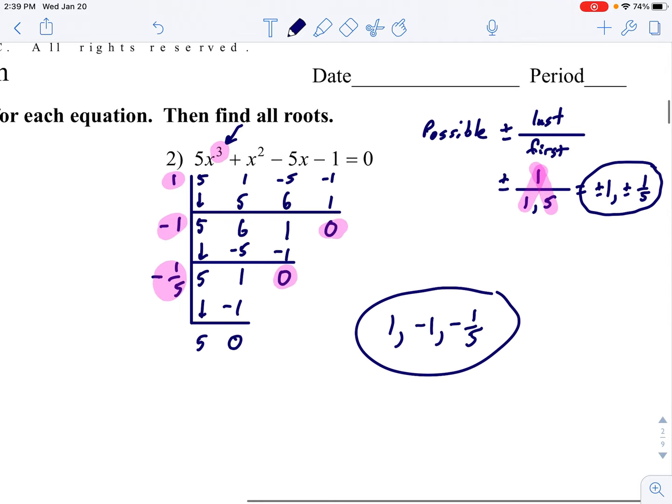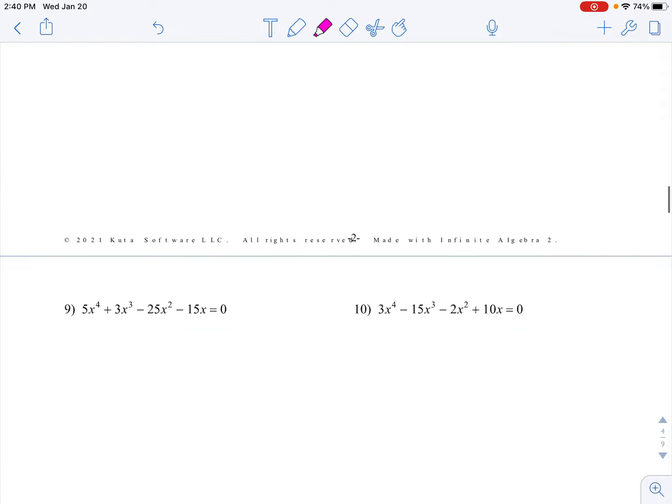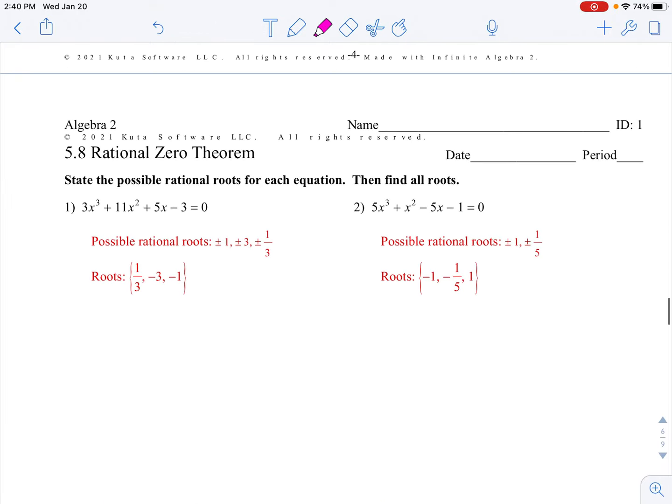When you check your work, you want to check your list to make sure it was right, and then your actual answers to make sure they're right. So let's look at number 2. Here's our list of possibles, and there's our answer. So I wrote 1, -1, and -1/5. They gave their answers in a different order, but it's the same thing. So we are good.